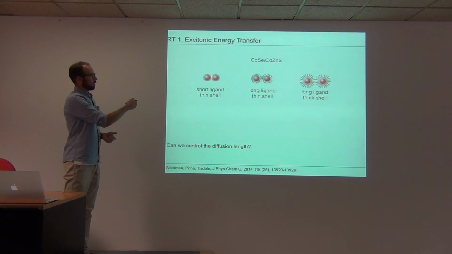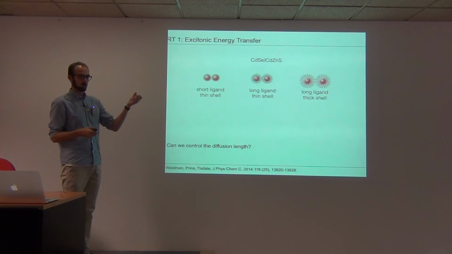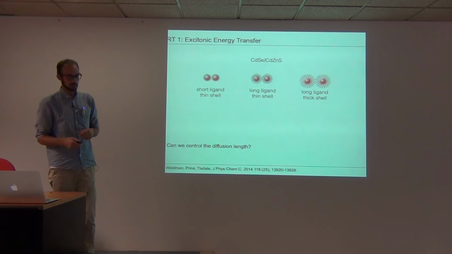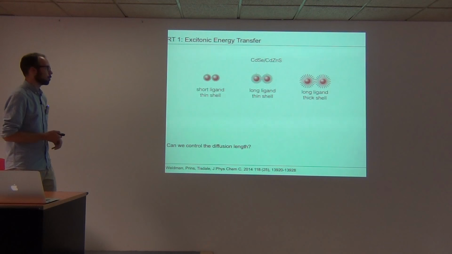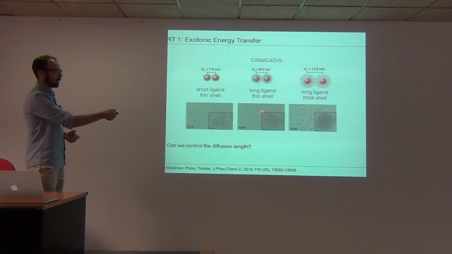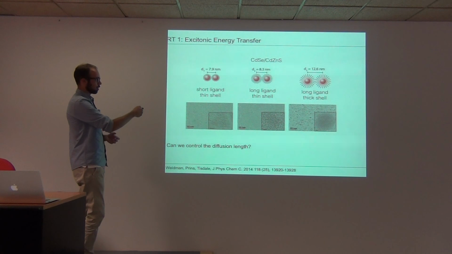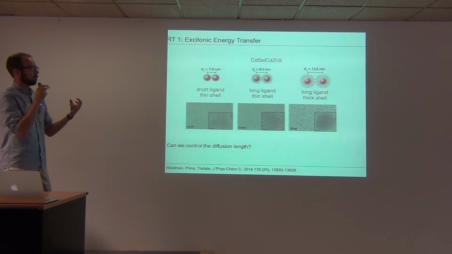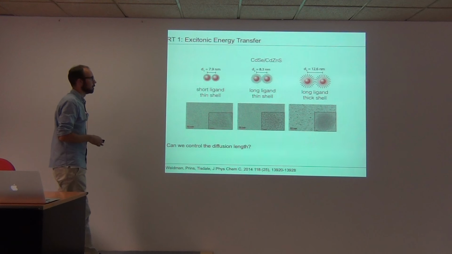So we designed a set of materials, like through synthesis you control that: you have short ligands on the outside, a thin shell, a long ligand and a thin shell, and a long ligand and a thick shell. You characterize all the optical properties to make sure that they're more or less comparable, and you verify the actual distance experimentally, so not just by estimating it, through TEM analysis. You have a nice set of materials in which distance is the primary difference between them.